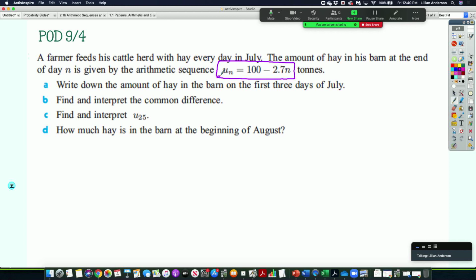Now it says to write down the amount of hay in the barn on the first 3 days of July. The words write down mean that it's either little work or no work at all, meaning that the answer is somewhere staring you in the face. But it should not take much to figure out the amount of hay in the barn on the first 3 days of July. What you're doing is finding u sub 1, u sub 2, and u sub 3. Because remember, n represents the day. So day 1, day 2, day 3. So you plug in 1 for n into this explicit formula to find that. What was u sub 1? How much hay was left in the barn at the end of the first day?